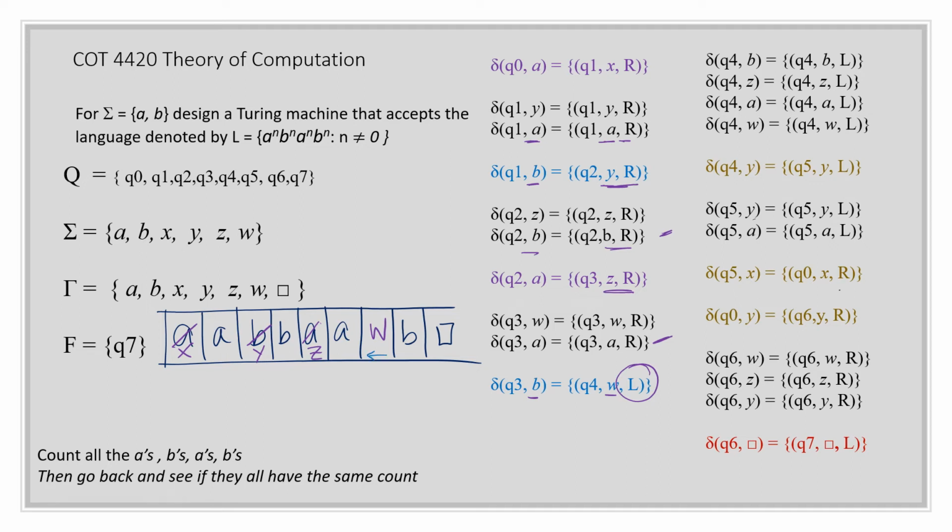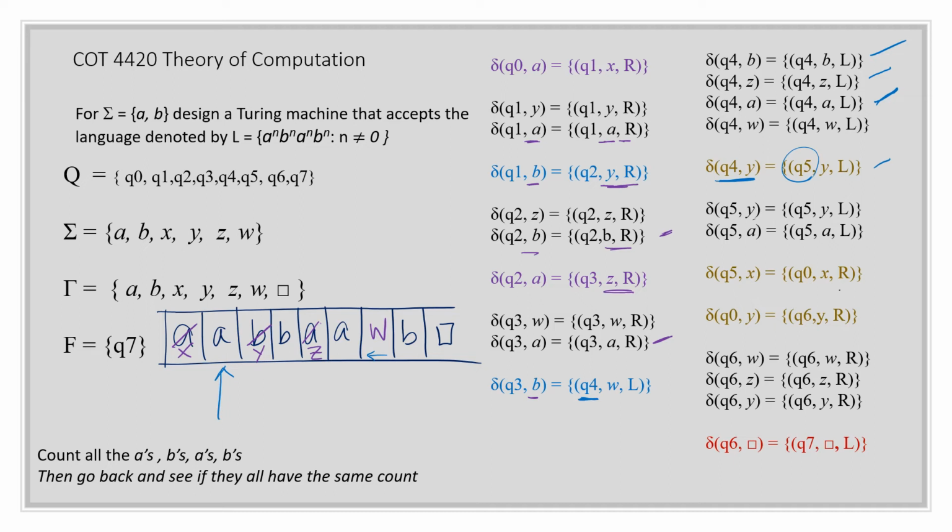The state we are in is Q4. So we are here. We're in Q4 with an A. We leave it alone. We move left. We're in Q4 with a Z. We leave it alone. We move left. We're in Q4 with a B. We leave it alone. We move left. Now we're in Q4 with a Y. We're going to move to Q5, but we're still going to leave it alone and move left.